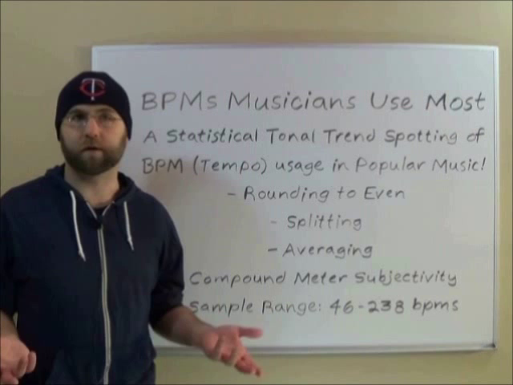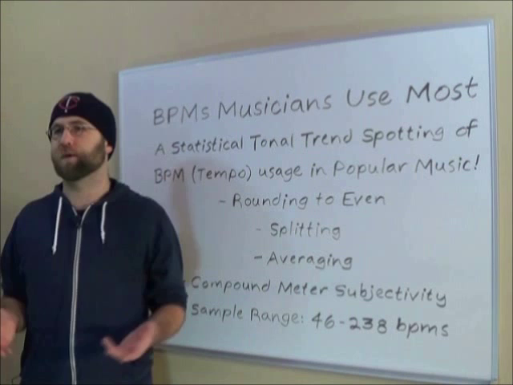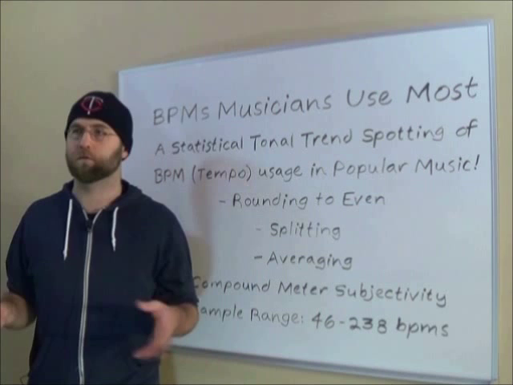Though sometimes you just have to let them go. Like the end of the Doors song, The End, that fluctuates from about 110 to 240 BPMs. That's a gradual speed up of well more than double. So yeah, just let that one go. The average of that isn't going to be any kind of help to anyone trying to spot the tonal trends.